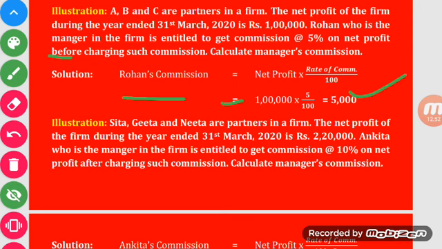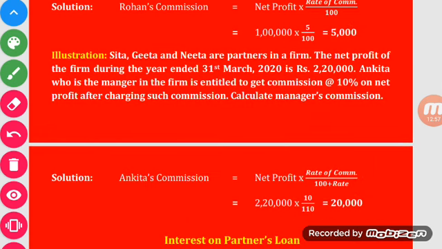Is it clear? The second example here: Sita, Geeta and Nita are partners in a firm.